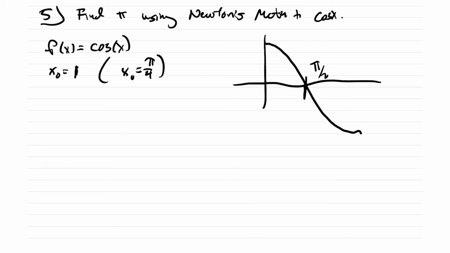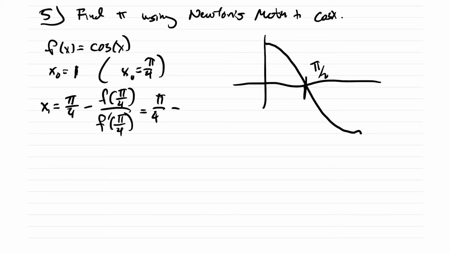So then what do you get? We have x1 is going to be pi over 4 minus f of pi over 4 divided by f prime of pi over 4. And so it's going to be pi over 4 minus cosine, which is root 2 over 2, divided by the derivative of cosine, which is minus sine of pi over 4. So this gives you minus root 2 over 2. And so that tells us then that it's going to be pi over 4 plus 1.